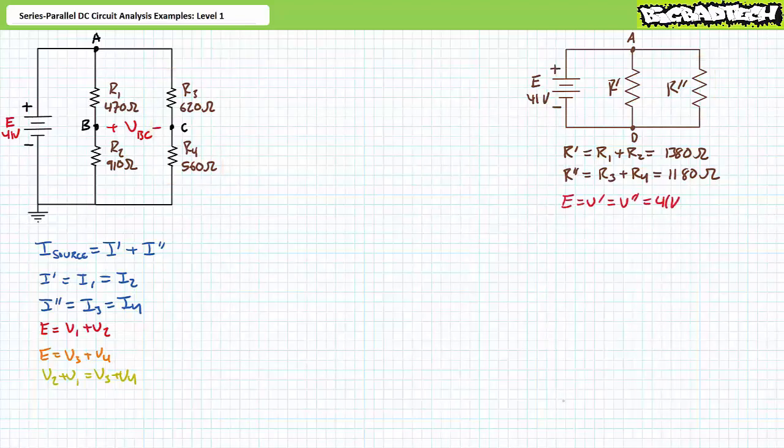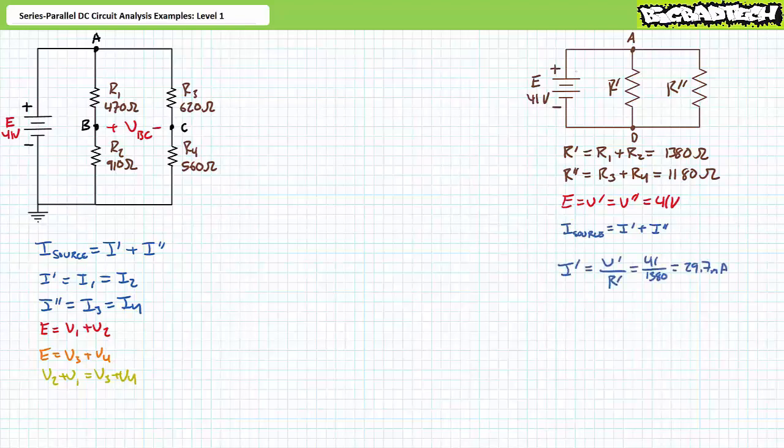This is a pure parallel circuit, and as a result, E equals V single prime, which equals V double prime, and they all equal 41 volts. A Kirchhoff's current law analysis of the pure parallel simplification demonstrates that source current equals I single prime plus I double prime. An application of Ohm's law demonstrates that I single prime is 29.7 milliamperes. Similarly, another application of Ohm's law demonstrates that I double prime is equal to 34.7 milliamperes. Source current equals I single prime plus I double prime. Substituting our calculated values demonstrates that source current is 64.5 milliamperes.